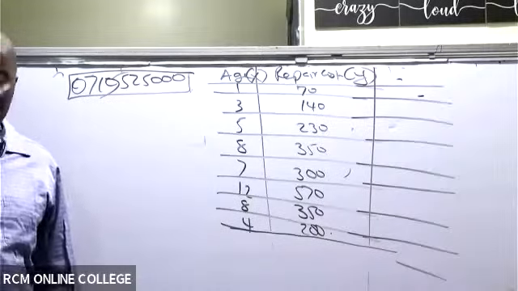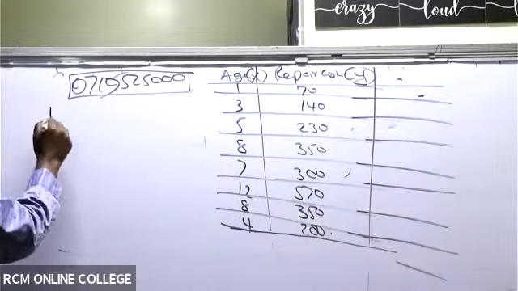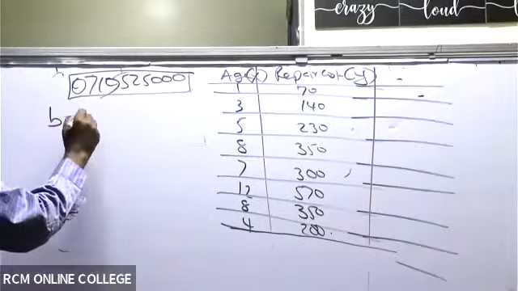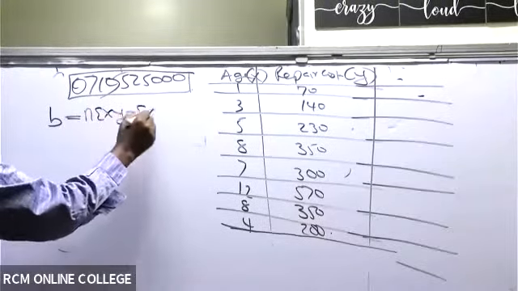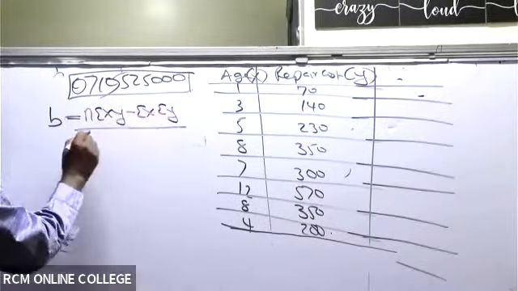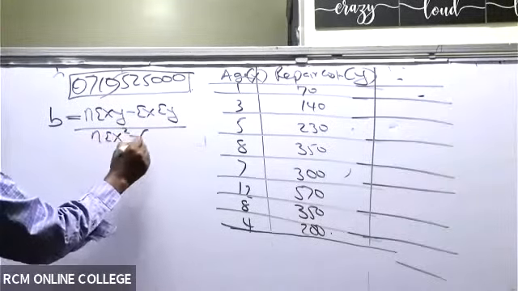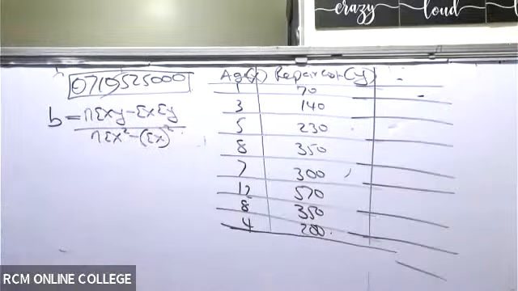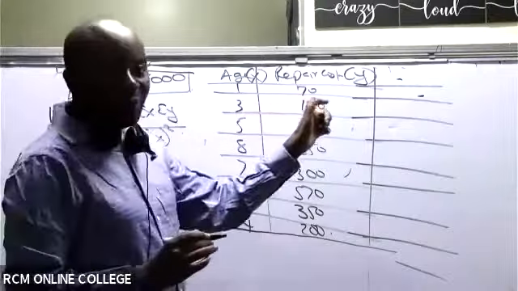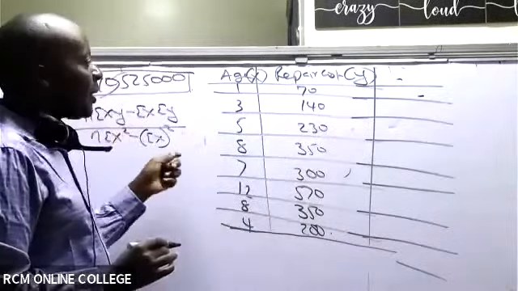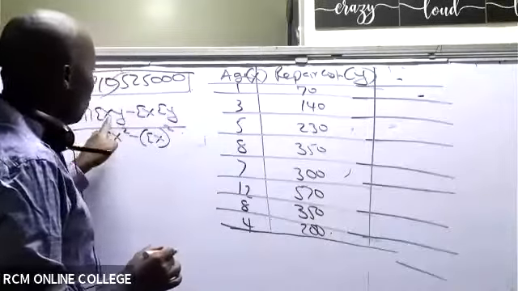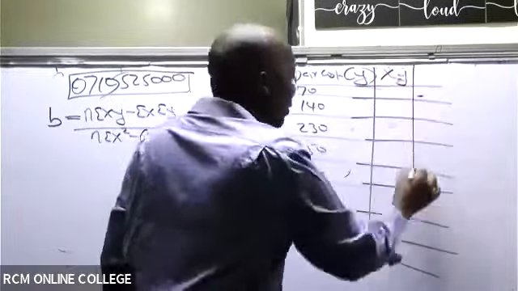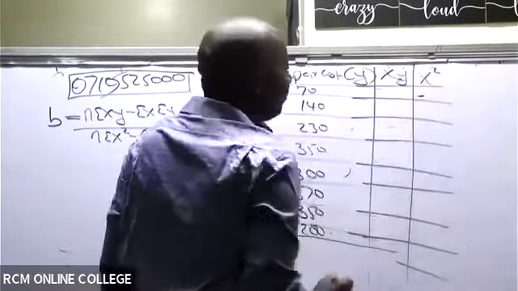So remember, what are we doing? We want to get the value of B. Because they have asked us to give them the regression equation, to get B, we normally take n sum of xy minus sum of x sum of y, all over n sum of x squared minus bracket sum of x squared. You must cram that formula. So you must introduce two additional columns: this column for xy and this column for x squared.